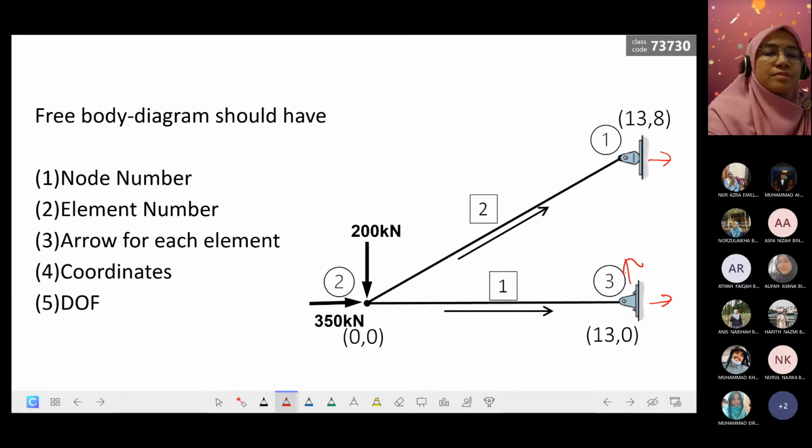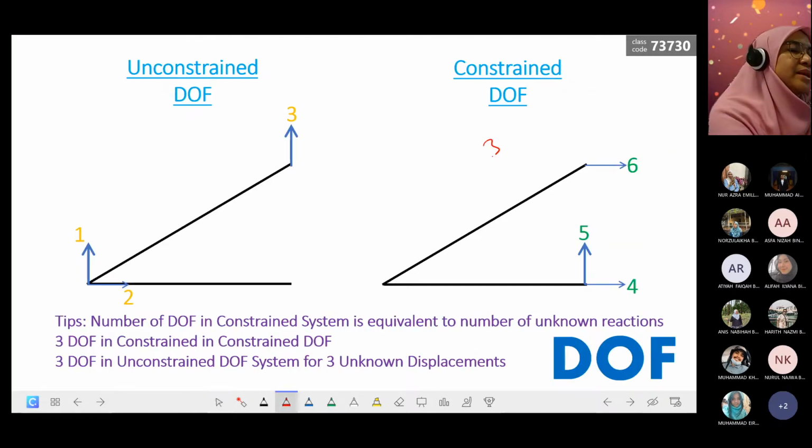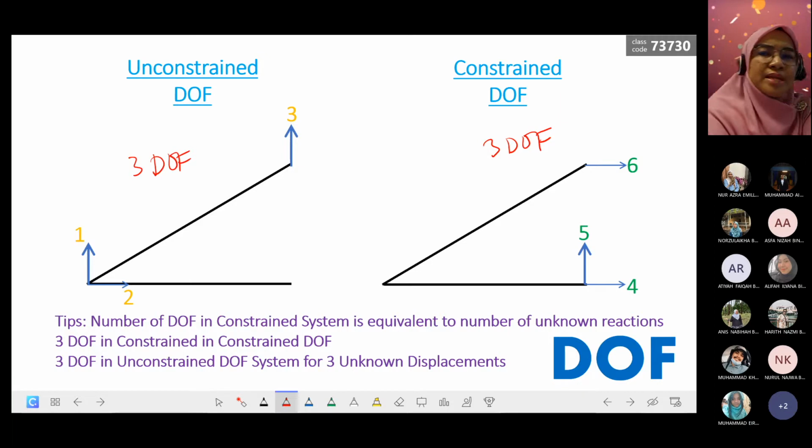Yang ni conventional. This is conventional, right? Conventional, bila kita tengok soalan TRUSS, kita akan draw free body diagram and kita akan letak unknown reaction at support in any direction. Yang ni conventional. So kita buat ni sebab kita nak identify number of unknown reaction. How many? 3 kan? 3 unknown reaction. So 3 unknown reaction ni means that 3 DOF in constraint system, so remaining 3 DOF in unconstrained system.